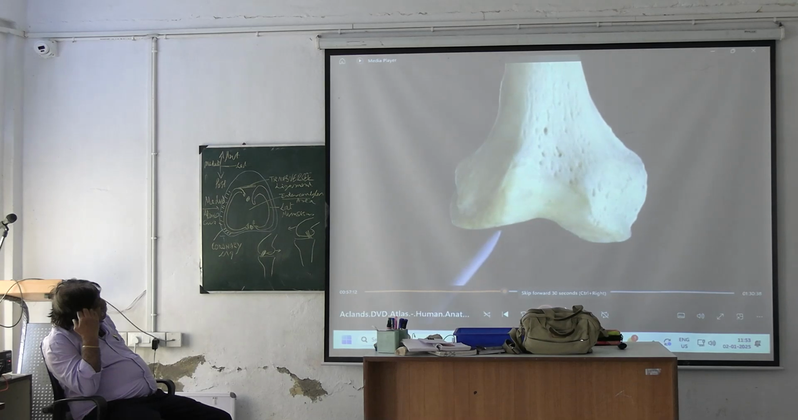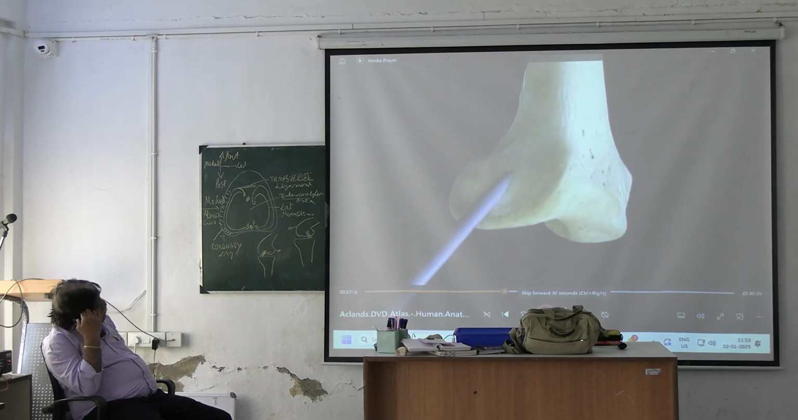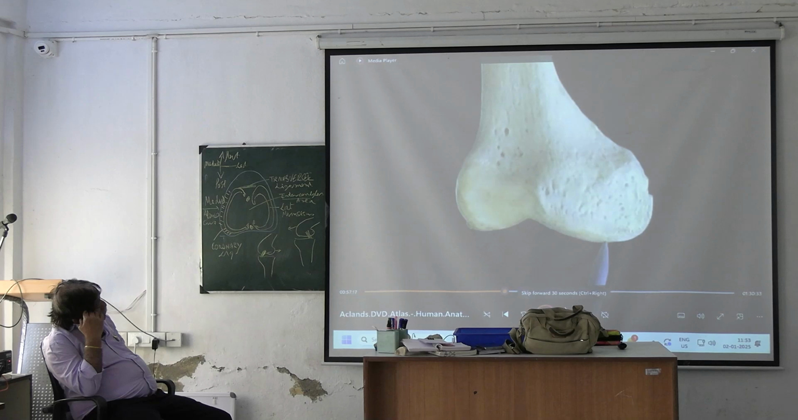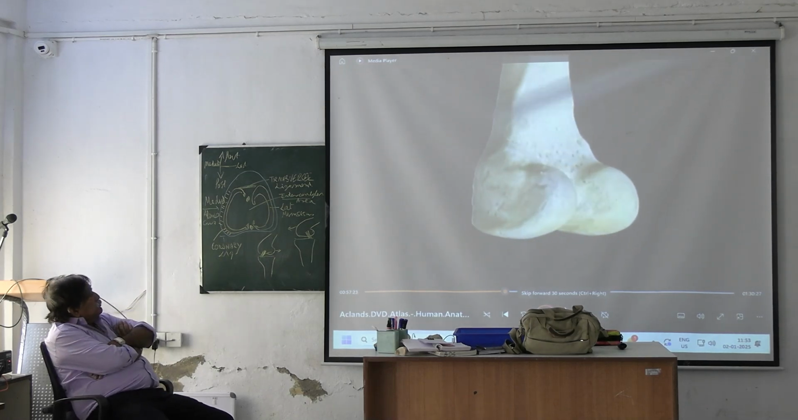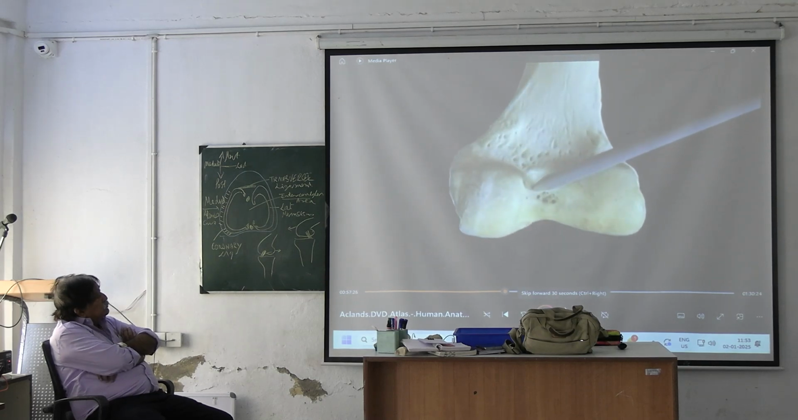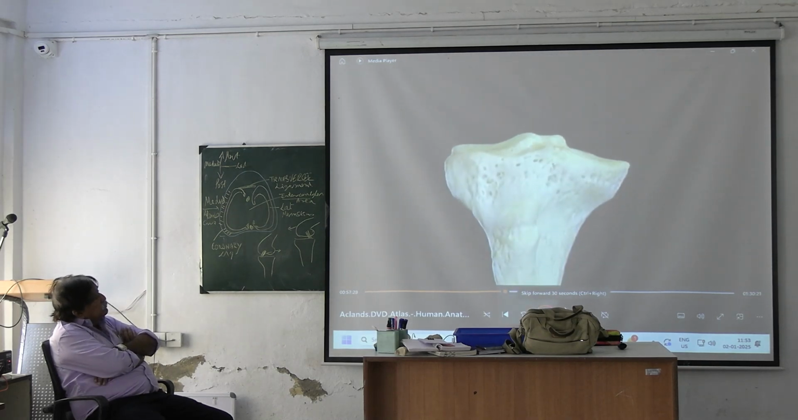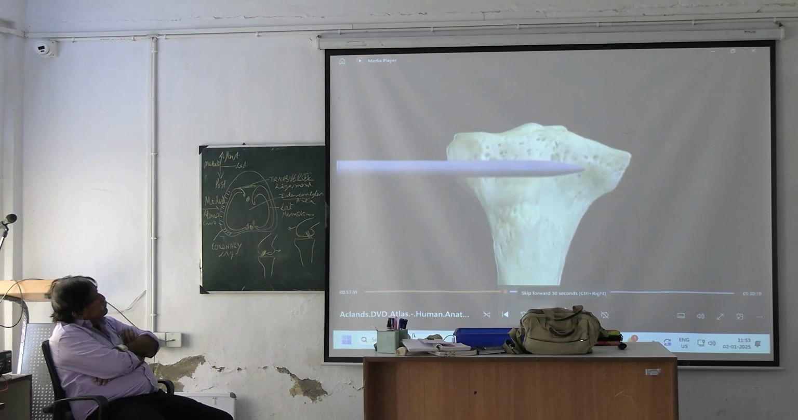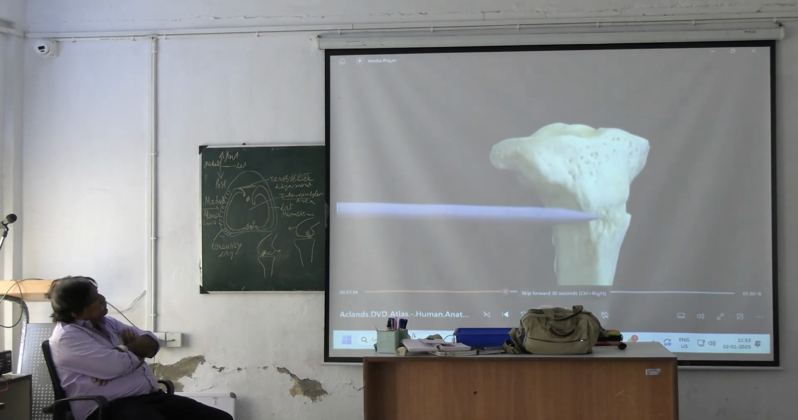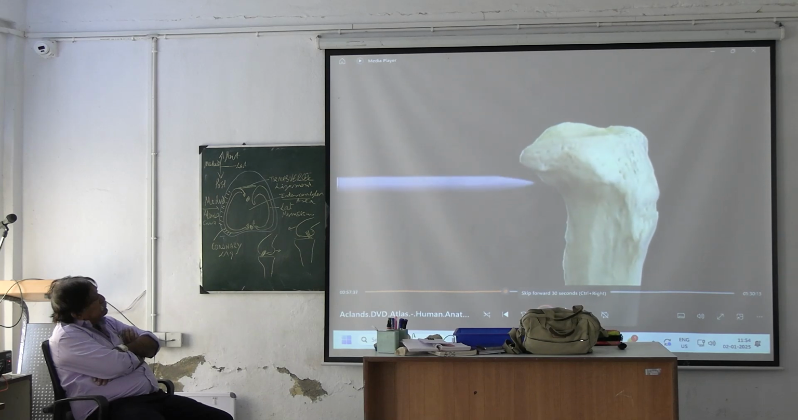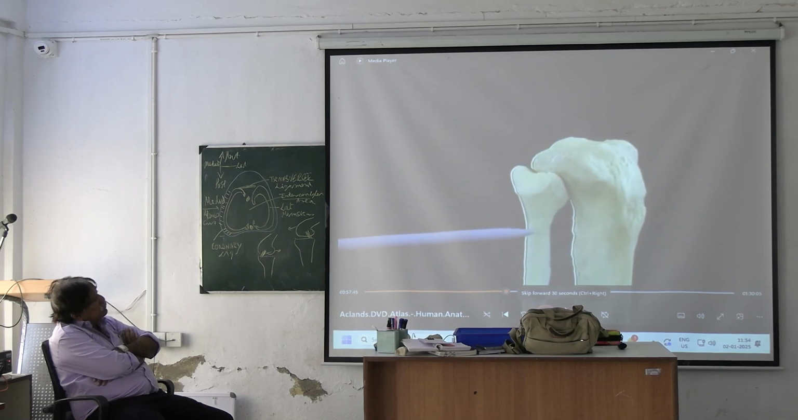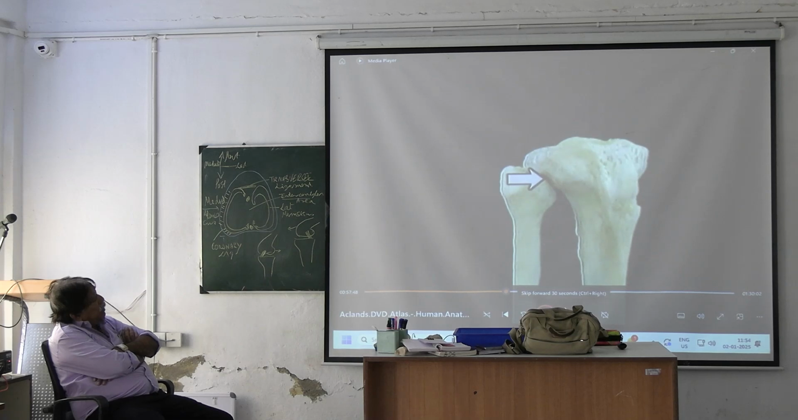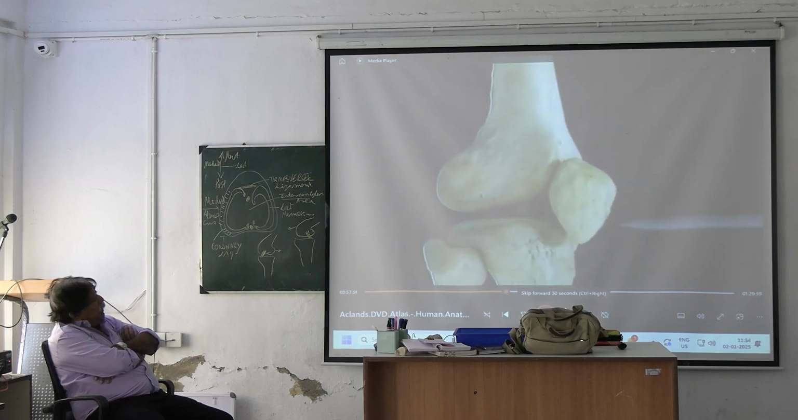On the femur is the lateral condyle and epicondyle, medial condyle and epicondyle, the adductor tubercle, and the intercondylar notch. On the tibia is the lateral condyle, the medial condyle, the tibial tubercle, and the patellar groove. Here's the head of the fibula, the neck of the fibula, the proximal tibiofibular joint, and the patella.